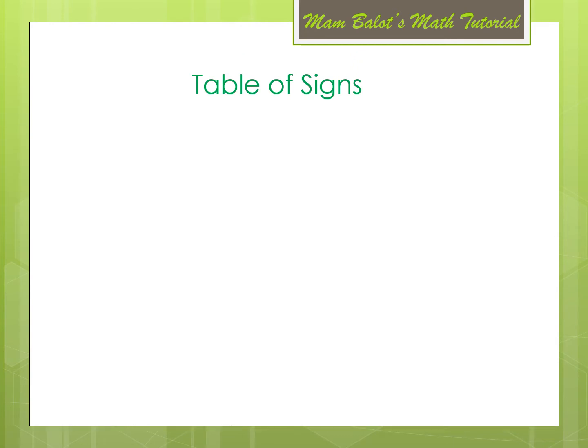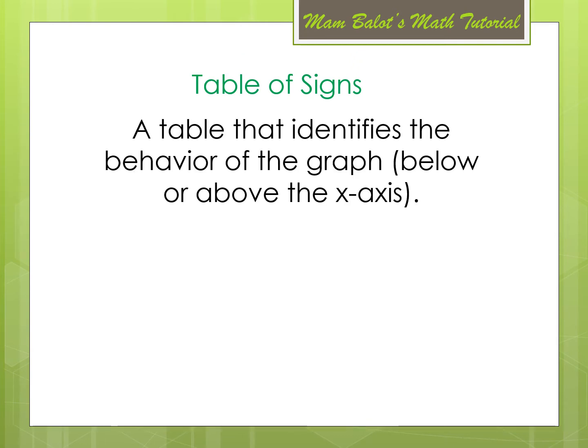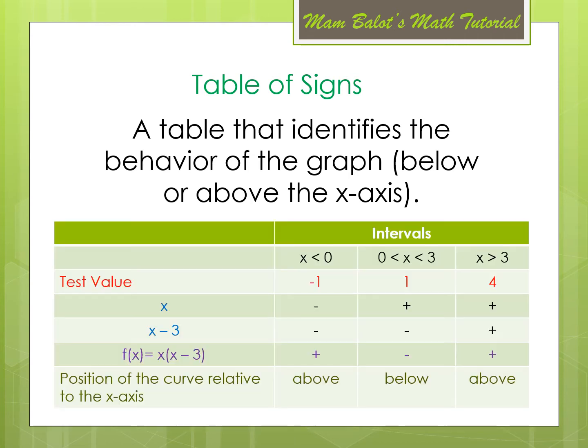First, we need the table of signs. This table of signs identifies the behavior of the graph, whether it is positioned below or above the x-axis. This is what the table of signs looks like. We have at the top the intervals, the next are the test values, and then on the left side we have the factors and then the function, and then the position of the curve relative to the x-axis. Okay, let's have some examples.